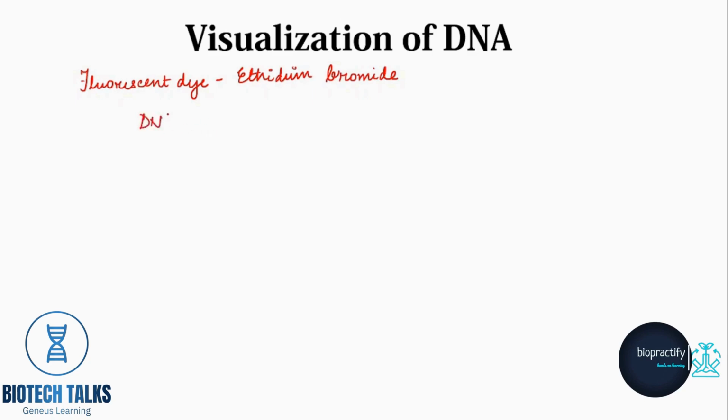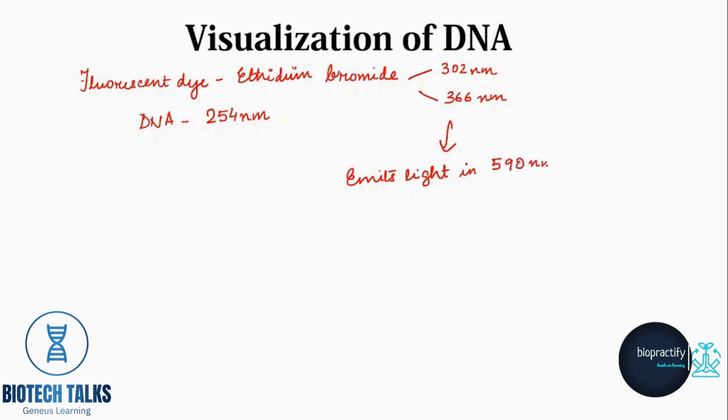Now, normally DNA absorbs in the UV range of about 254 nanometer, whereas ethidium bromide absorbs at 302 nanometer and 366 nanometer. Now, EtBr can bind to both single-stranded and double-stranded DNA. However, the fluorescent signal increases to about 20 to 30-fold upon binding to double-stranded DNA. So, when double-stranded DNA intercalated with EtBr is subjected to UV radiation, it emits light in the range of 590 nanometer, which is the orange-red region of the visible spectrum.